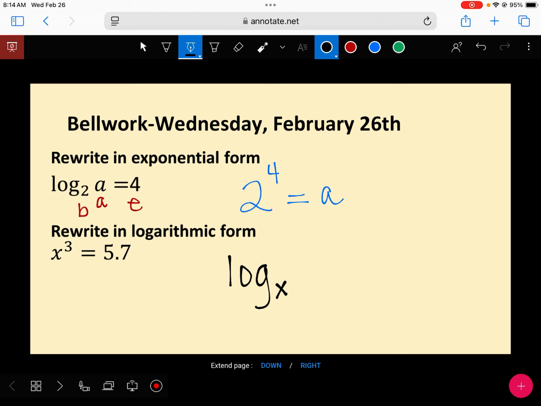And then next would come what? The 5.7 or the 3? What do you think is going to come next? 5.7, and that equals 3. Good job.